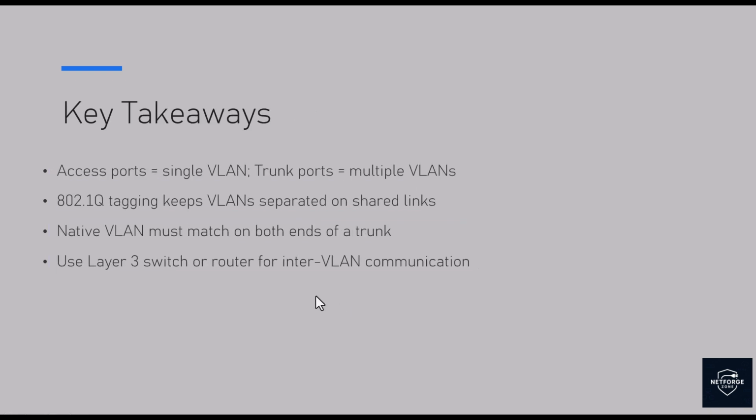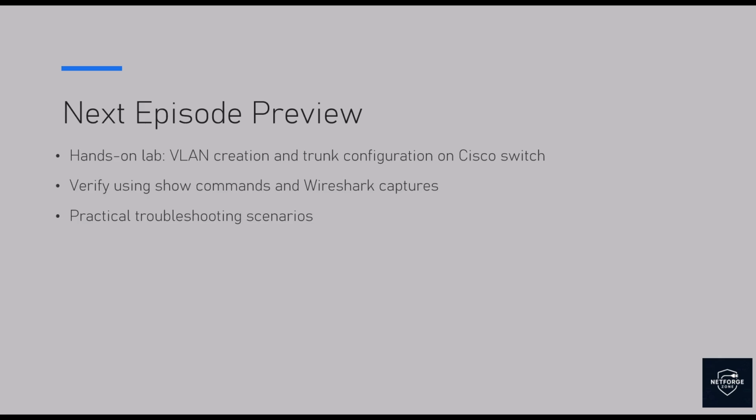Okay, so the key takeaways: we have access ports, we have trunk ports. Access ports have only one VLAN, trunk ports can carry multiple VLANs. Like I said, I told you an access port is like an alley, a trunk port is like a highway. .1Q tagging adds 4 bytes of tag information to a frame. Native VLAN does not have any tag, and it should be the same on both sides. And also a layer 3 switch or router for Inter-VLAN routing should be used.